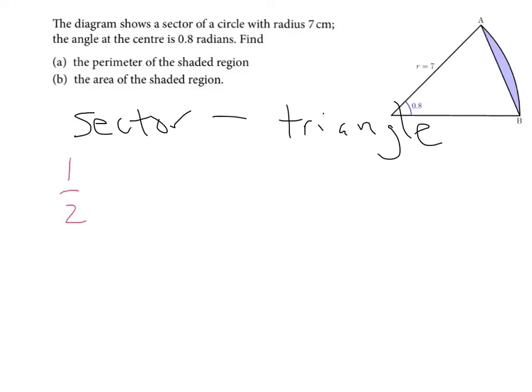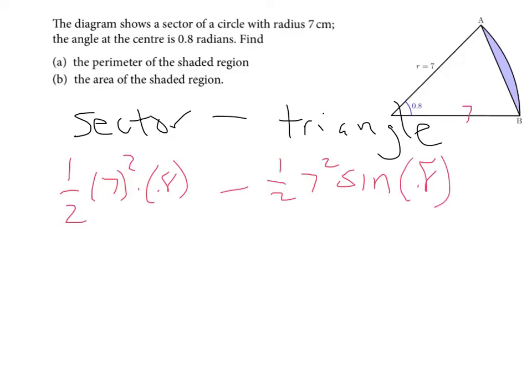Remember, it's 1/2 r squared theta. So 1/2 times 7 squared times 0.8. How do we find the area of a triangle? Now this is a non-right triangle, and it so happens that we know two sides, and the angle in between them. We have a formula for this, don't we, ladies and gentlemen? It's 1/2 7 times 7, so 7 squared, 1/2 ab sine of the angle, so sine of 0.8.